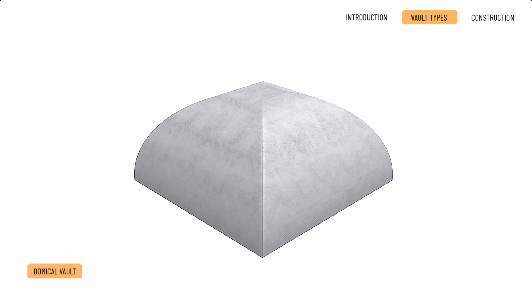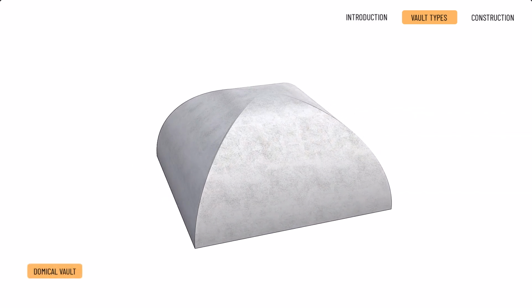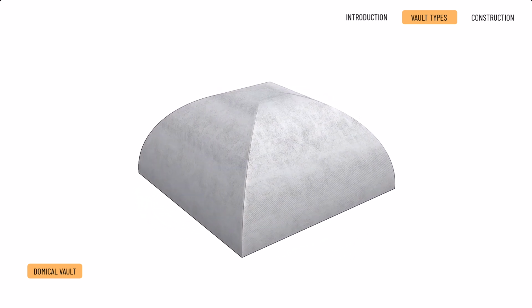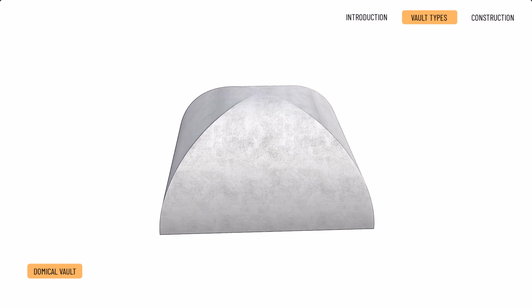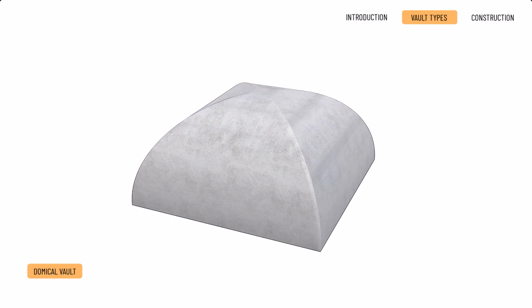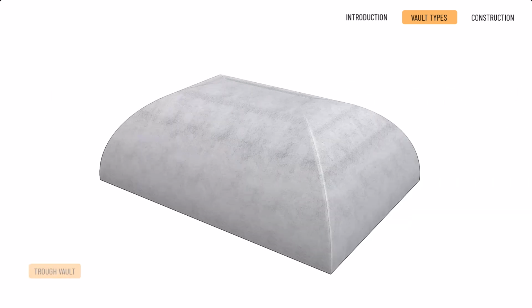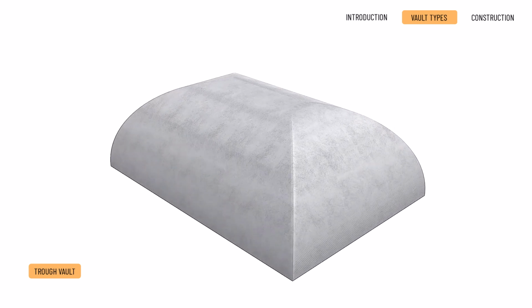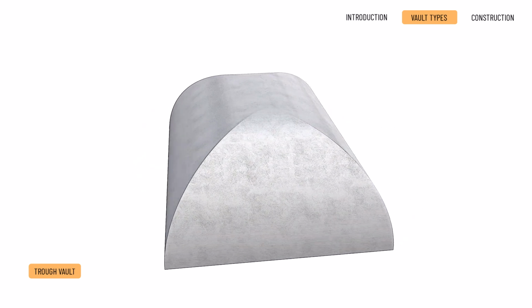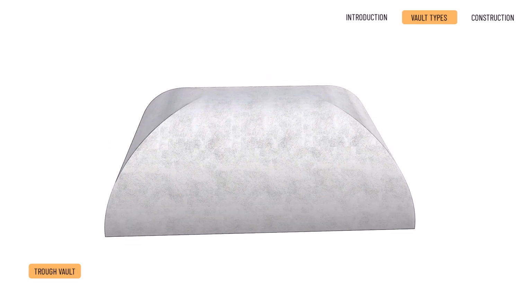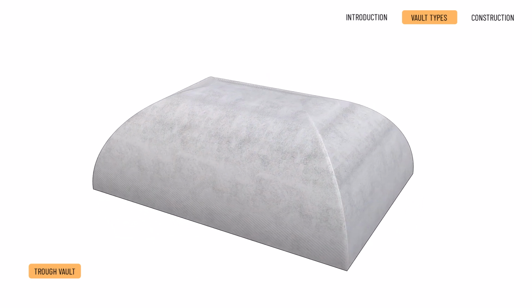Domical vault. When two barrel vaults are intersected, you get a domical vault by keeping the solid material of the intersection and removing the vaults outside the intersection. This closed vault type requires masonry support around it. Trough vault. The trough vault is an extended version of the domical vault, with a rectangular rather than square plan. The resulting vault is also closed.